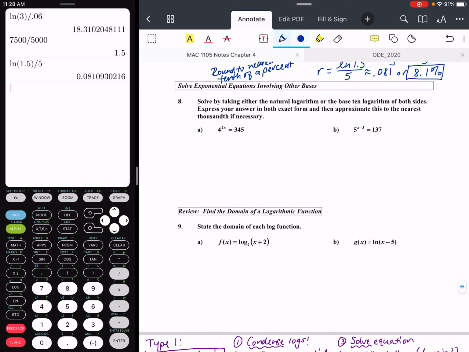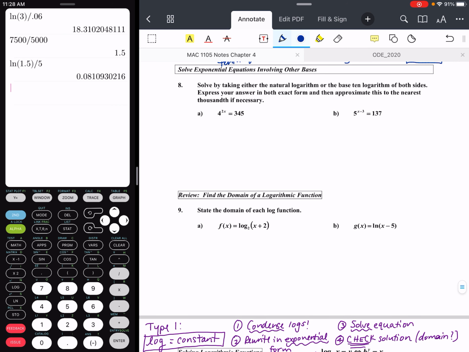Okay, so that wraps up our exponential equations. And just to prep us for the next video, oops, sorry, I lied. There are more exponential equations, and then we'll prep for the next video. So let's take a look at number 8. The instructions here say solve by taking either the natural logarithm or the base 10 logarithm, common log, of both sides. Express your answer in both exact form, and then approximate this to the nearest thousandth if necessary.